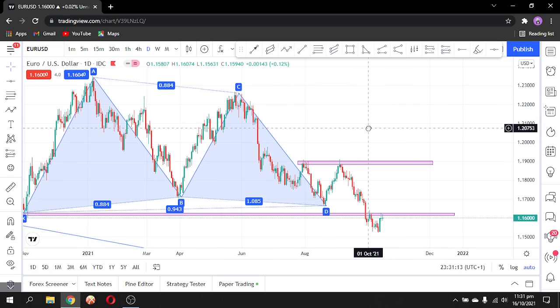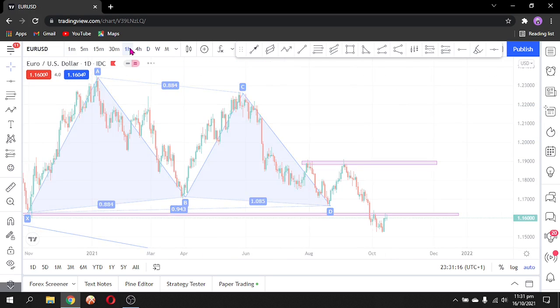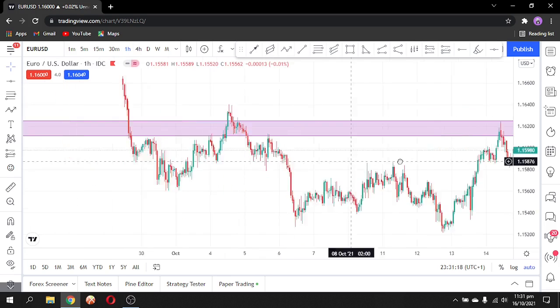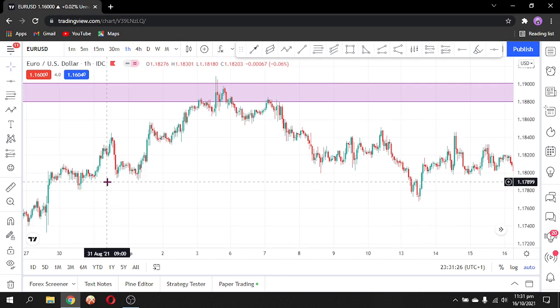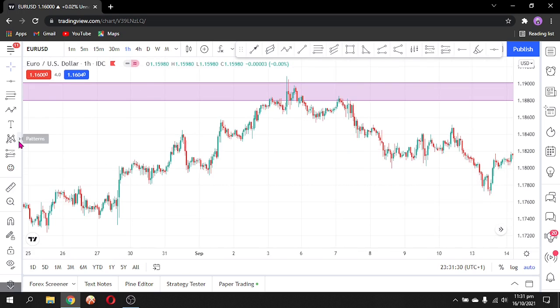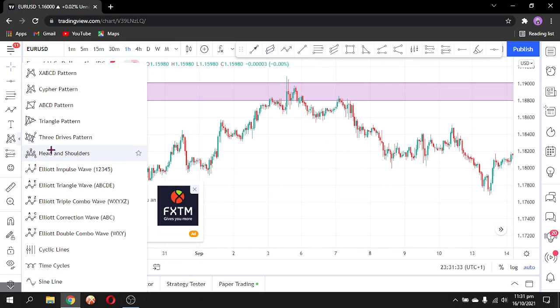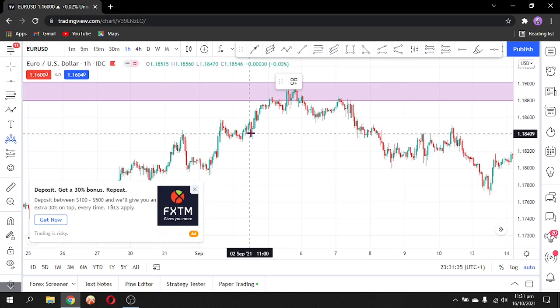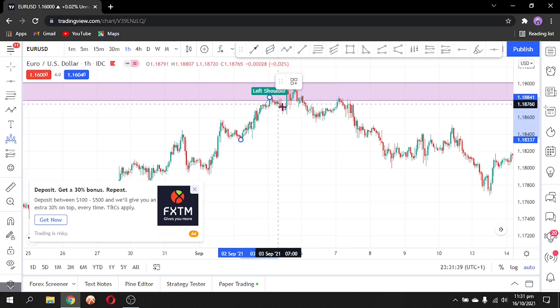If we should scale down to the 1 hour time frame to see the price action that happened at that resistance, we would notice a head and shoulder pattern at that resistance, which explains why price went bearish.